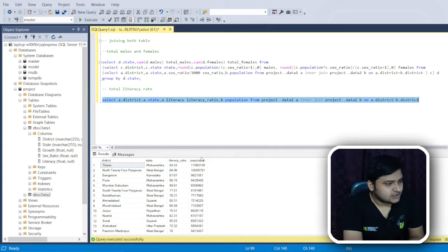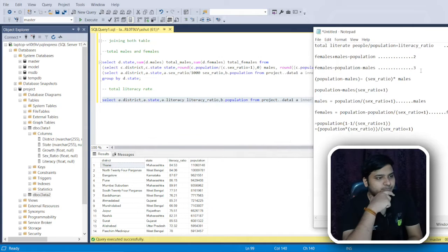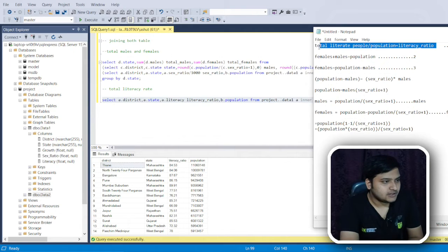So you can see I've got the population and the literacy ratio, and we'll use the same kind of thing we did in our previous problem for calculating the total number of males and females. We'll use it to calculate the total literacy ratio present in the states. In this case we have our main formula here. So let us see what we have: we have our literacy ratio and our population. Using this we can get the total literate people. This is a simple equation.